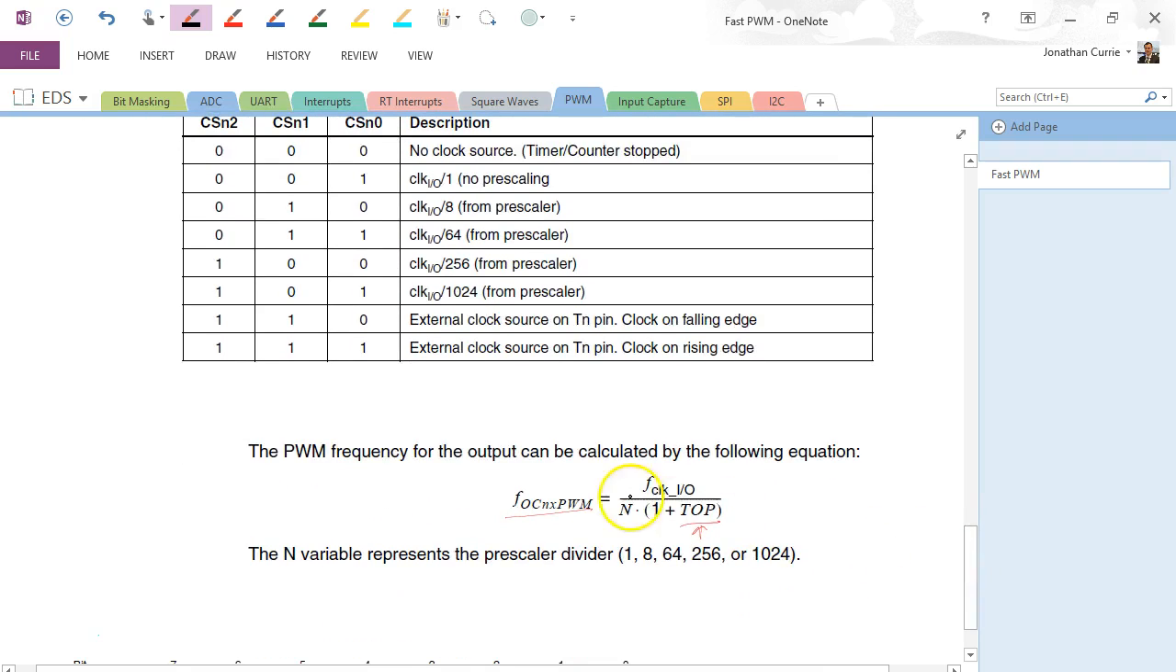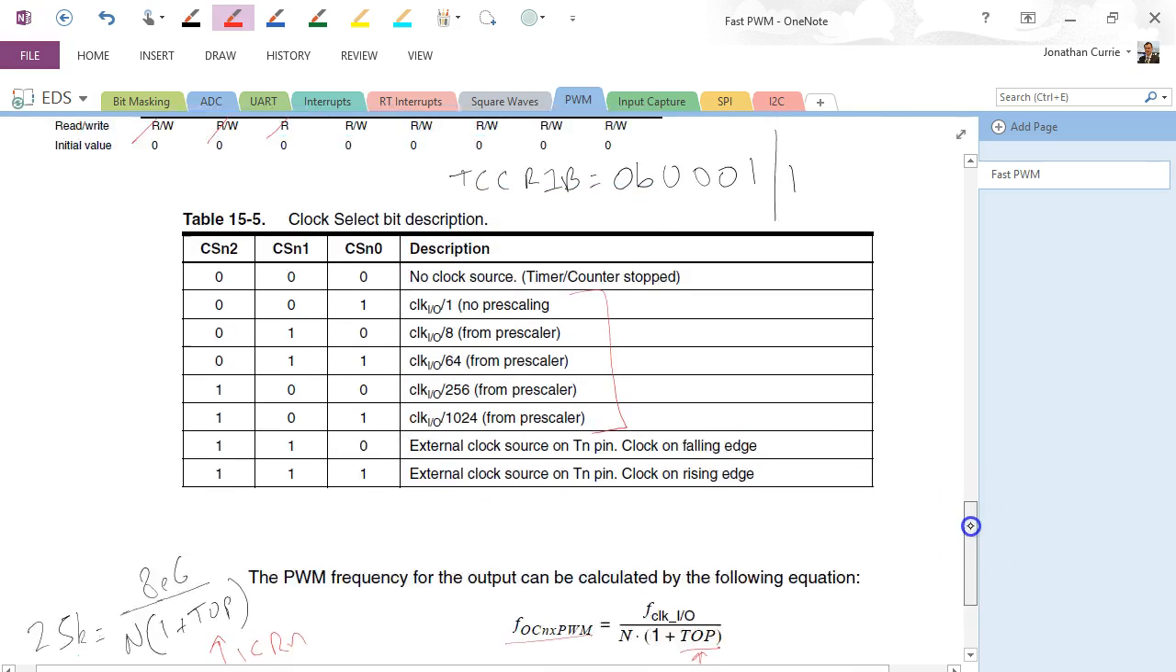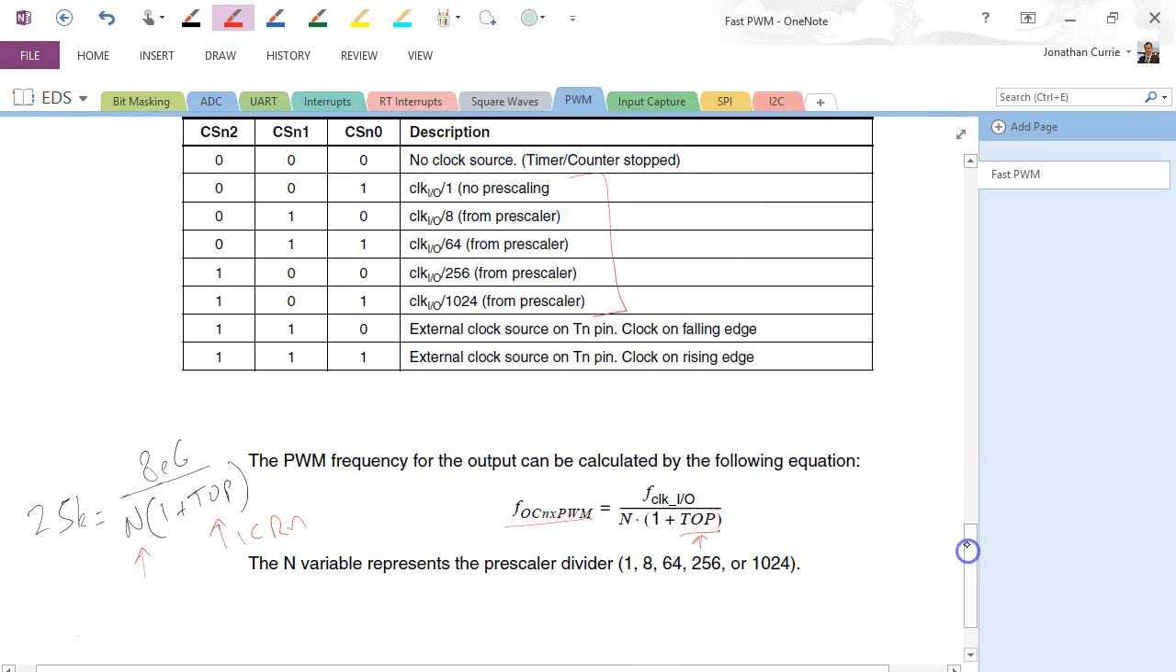So to select those, we need to solve this equation here. In my example, I want 25k equal to 8M over N times (1 plus TOP). So once again, just like in CTC mode, we've got two variables to play with: the prescaler, which are these values here, and the top value, which in this case is ICRn, or for us ICR1. Like I say, it's normally easier to play with the prescalers first, because you've got a fixed number of those before you start playing with the top values.